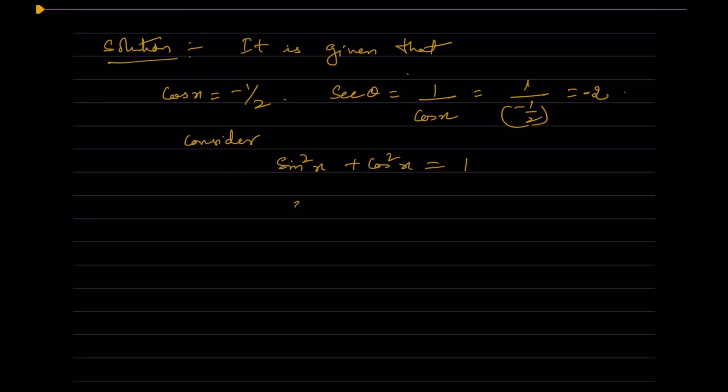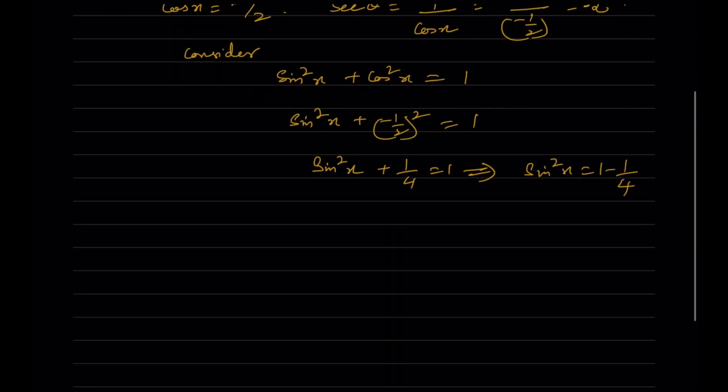So therefore here you are having sin square x plus (minus 1 by 2) whole square is equal to 1, since cos x is given as minus 1 by 2. So sin square x plus 1 by 4 is equal to 1, which implies that sin square x is equal to 1 minus 1 by 4. So sin square x is equal to 3 by 4, which implies that sin x is equal to root 3 by 2, taking square root on both sides.